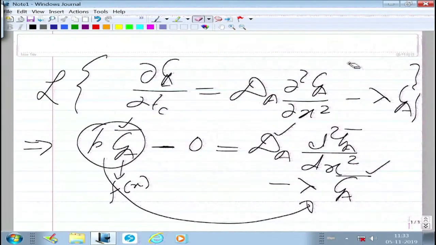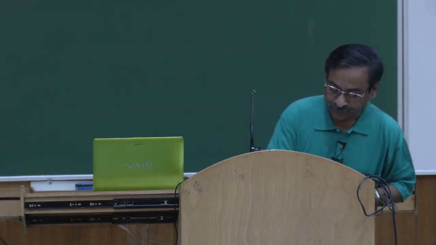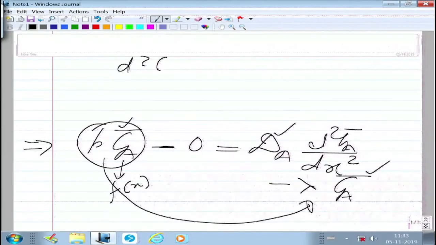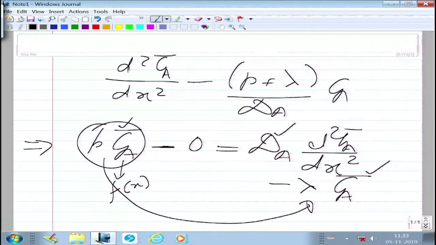Are there any doubts? Please ask. And I now want you to be alert and attentive. You may have to work quicker. Just do not rely on me solving it, I will make you solve. So, the differential equation now you get is d2 Ca bar, Ca bar is the Laplace transform of Ca, by dx square minus P plus lambda by dA into Ca bar is equal to 0.